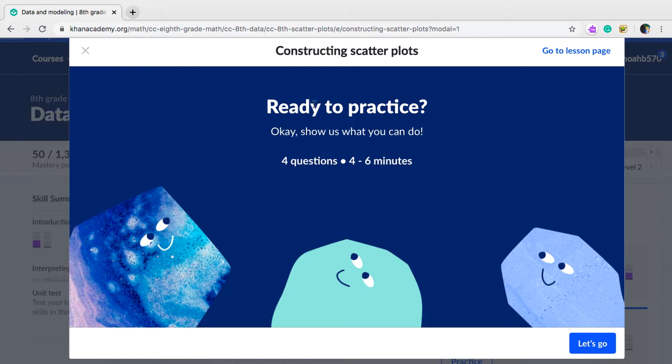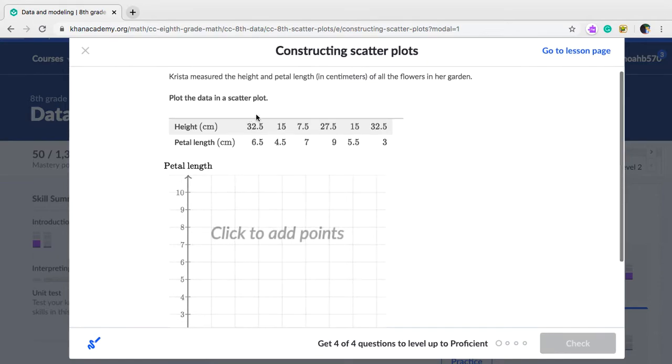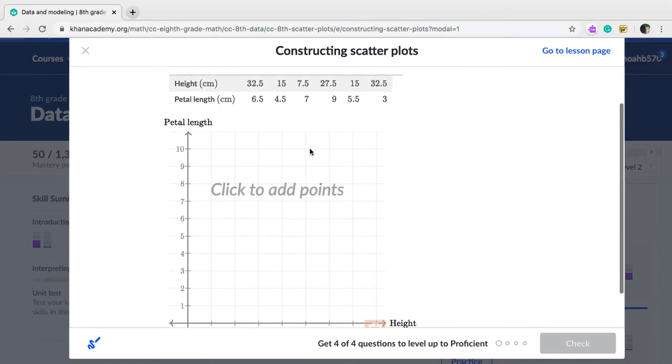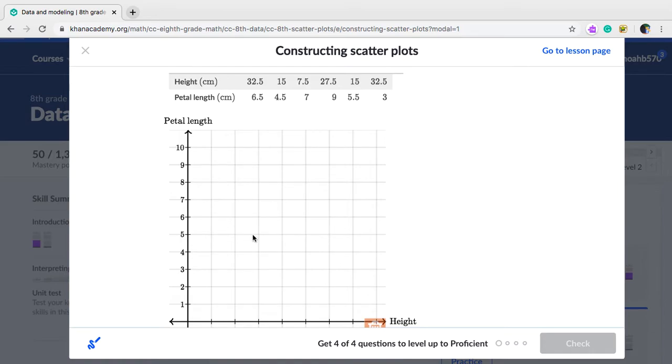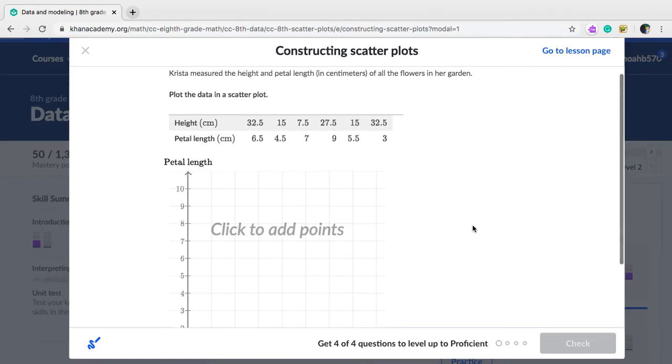In this video we will be constructing scatter plots. So let's get right into it. So here are the coordinates, kind of like coordinates, and you put them on this somewhat like Cartesian plane. So it's kind of like an X and Y chart.